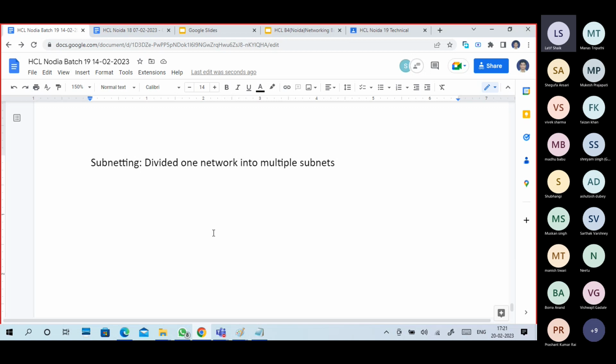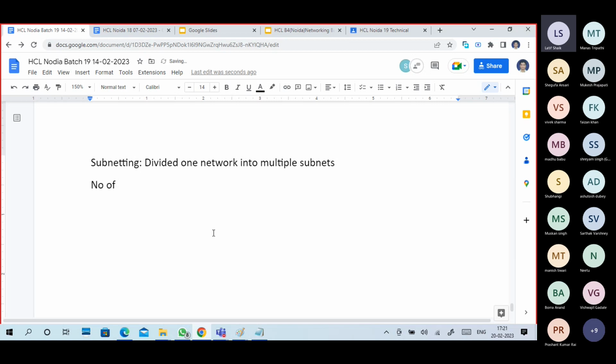They will divide one network into multiple networks. When you divide one network into multiple networks, the number of hosts will be reduced. One network into multiple networks, so the number of hosts will be reduced. That's the only point. What is subnetting? Divide one network into multiple subnets.